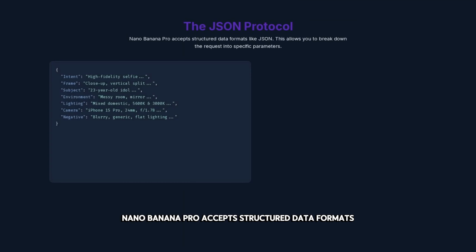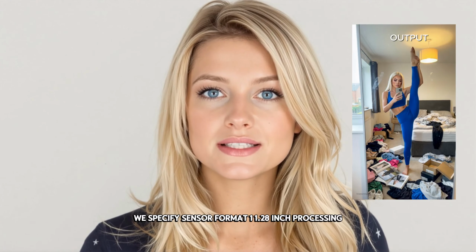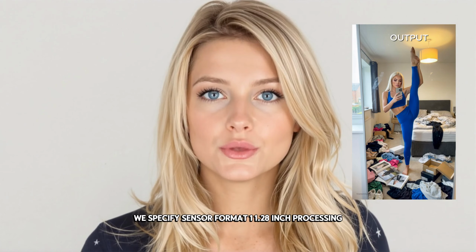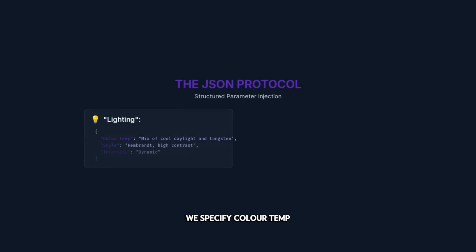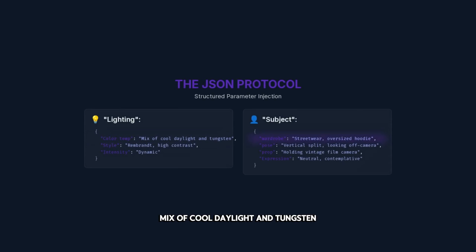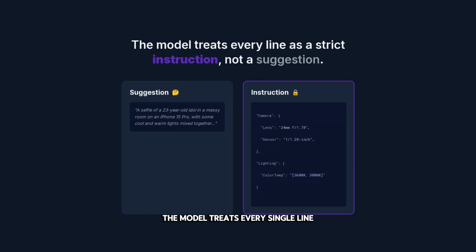Nano Banana Pro accepts structured data formats like JSON. This allows you to break down the request into specific parameters: intent, frame, subject, environment, lighting, camera, and negative. Look at this structure. Under camera, we specify sensor format 1/1.28 inch, processing, deep fusion aesthetic. Under lighting, we specify color temp, mix of cool daylight and tungsten. Under subject, we detail the wardrobe, the pose, and the prop. Because you formatted it this way, the model treats every single line as a strict instruction, not a suggestion.